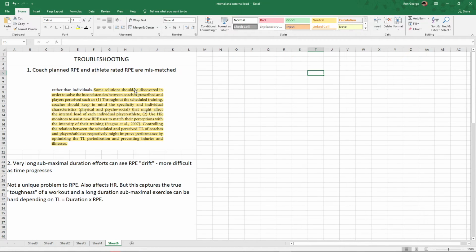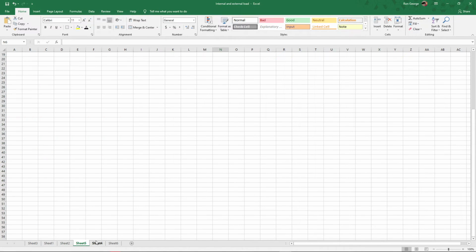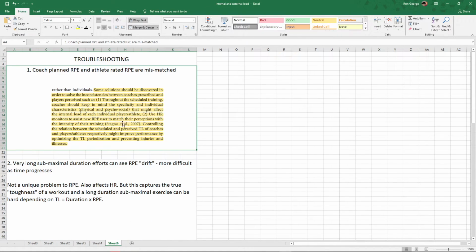So, having said all that, RPE is just like any other tool. There's a catch to it. You have some ifs and buts. You have to apply it well, knowing what are these situations where sometimes it doesn't apply well. So the first one is, the coach planned RPE and the athlete rated RPE are mismatched. Yeah, that's what we saw here. There's a decent match in the first few weeks, but then it starts getting wider and wider and wider, and so you might want to know why that is so.